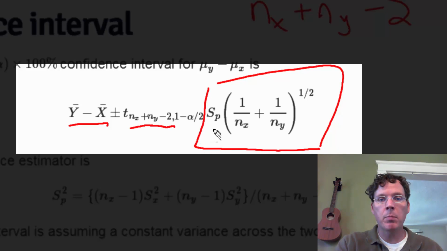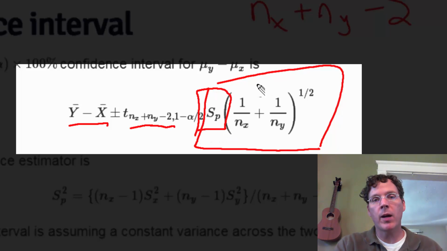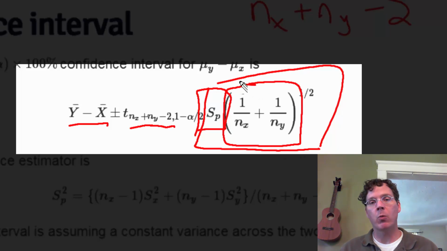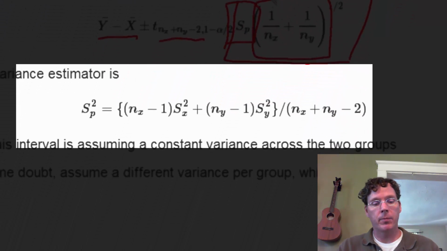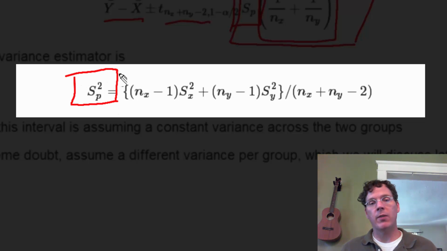This S sub p right here I'll talk about in a minute, but it is multiplied times this factor here, 1 over nx plus 1 over ny raised to the 1/2 power. You'll notice that as we collect more data, 1 over nx gets very small and 1 over ny gets very small. S sub p squared is the so-called pooled variance. Its square root is the pooled standard deviation.